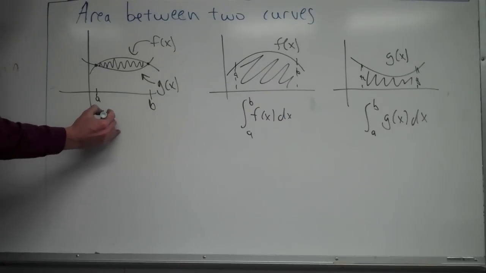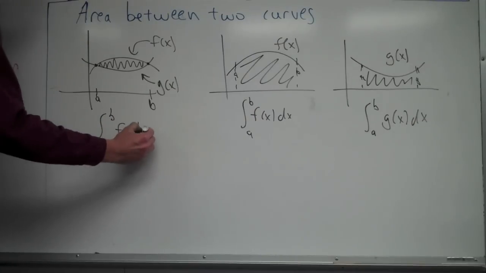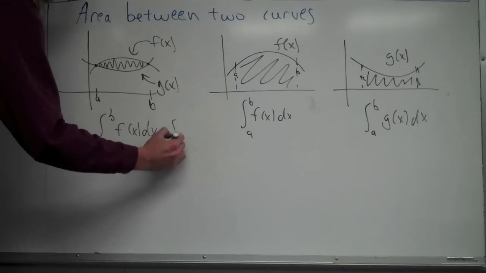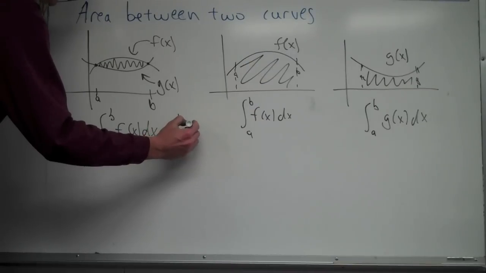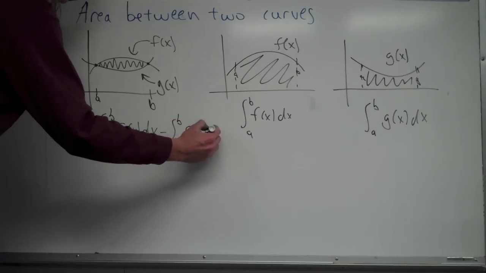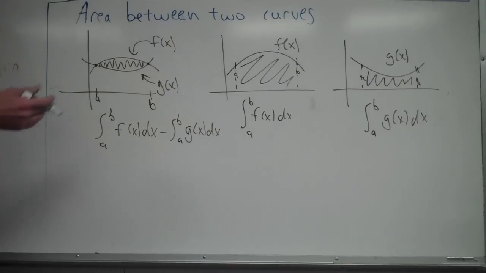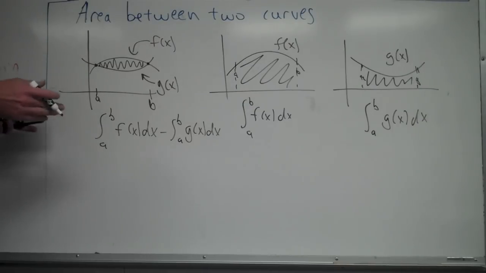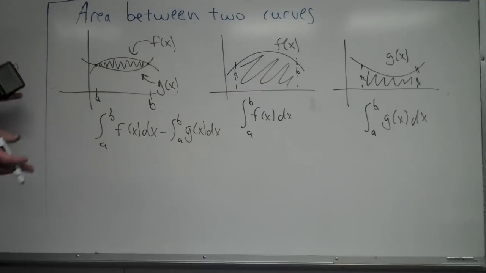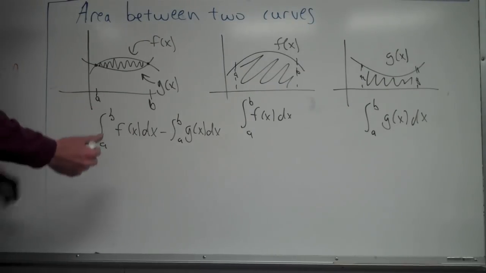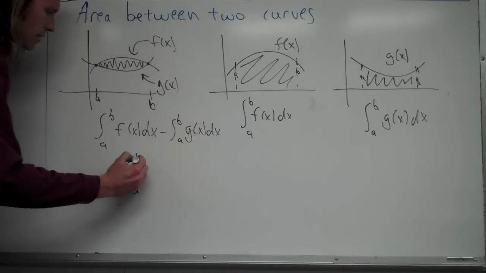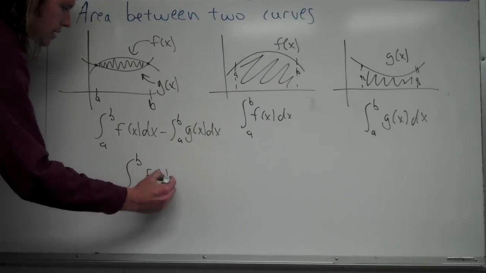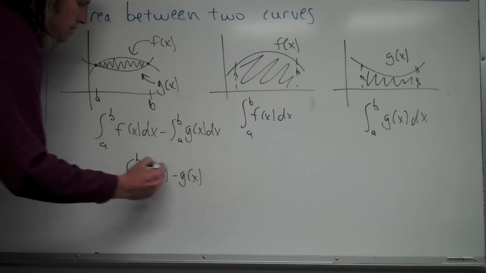So I could set up that first integral minus the second integral, and that would leave me with the area that I'm interested in. Now, typically you'll see these combined together. If you have an integral with multiple terms separated by a plus or minus, you can separate those into integrals. This time you can combine them. So this could just be written as the integral from a to b of f of x minus g of x.